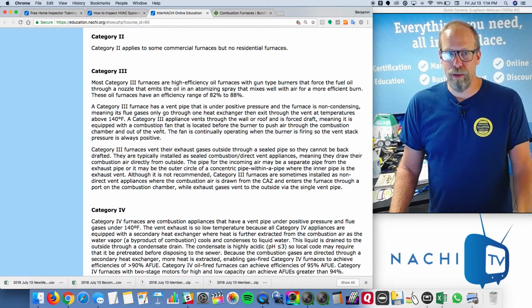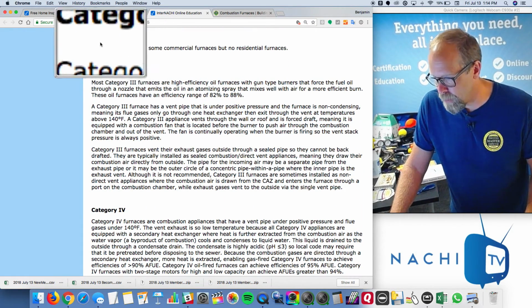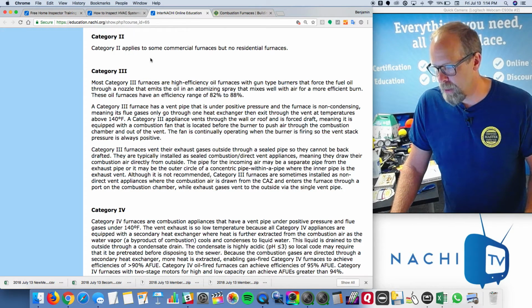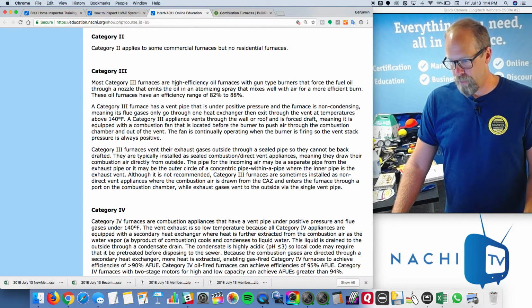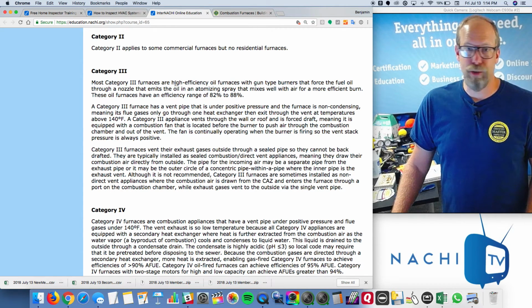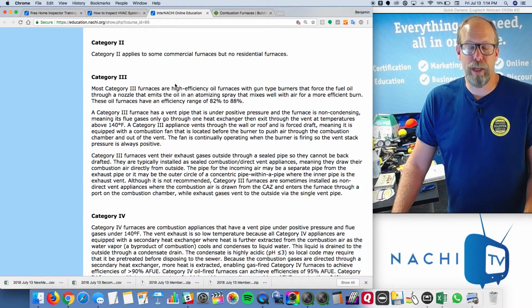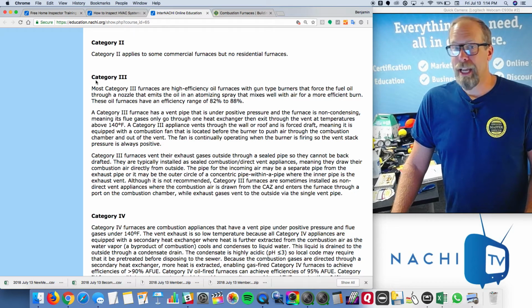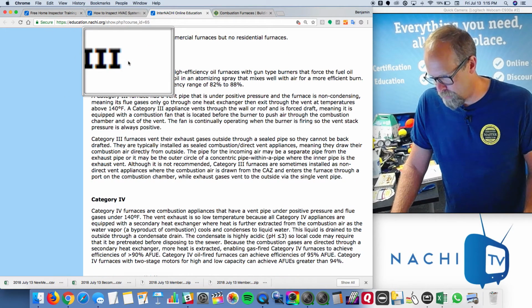Category two furnaces, right there, apply to some commercial furnaces, but no residential furnaces. So we don't inspect category two. Category three, there's category three there.